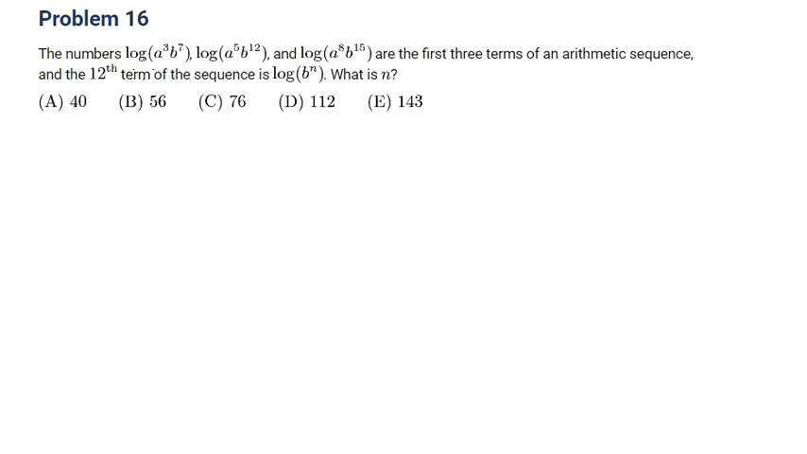Problem 16. The numbers log a^3 b^7, log a^5 b^12, and log a^8 b^15 are the first 3 terms of an arithmetic sequence. And the 12th term of the sequence is log b^n.